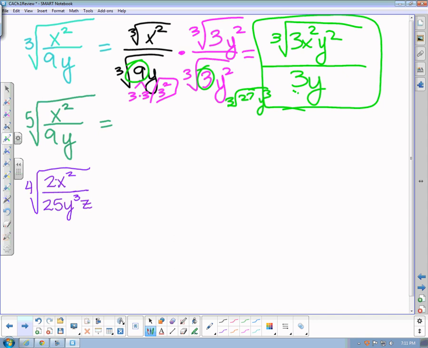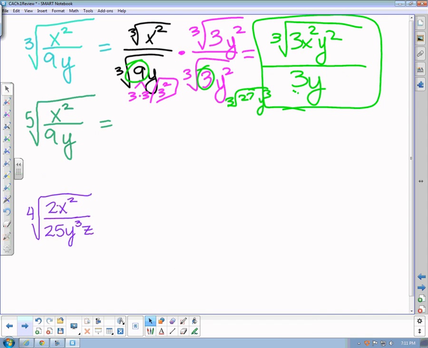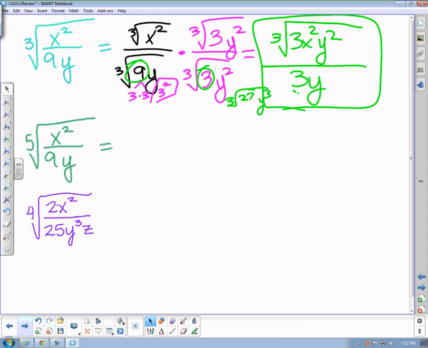Our next example is the fifth root of x squared over 9y. Same type of problem, except now it's a fifth root, so we have to multiply by a form of 1 again. In this case, it's going to have to be a fifth root of something. Dealing with the y's, there's 1 here, we need 4 more, so it's going to be y to the 4th.